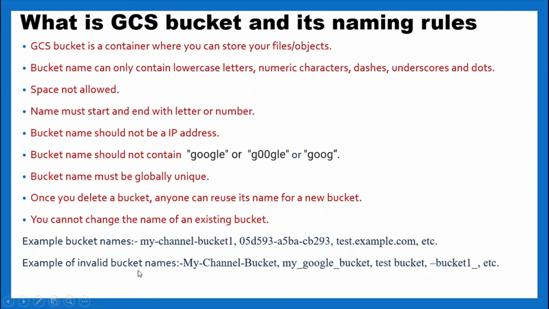Some of the invalid bucket names are these. In the first example, uppercase letters are used, which is not correct. In this example, Google as a string is used, which is not allowed. In this example, a space is used, which is not allowed. Then in this case, the bucket name is not starting and ending with a letter or number. It's starting with a hyphen and ending with an underscore, which is again not correct. So these are the valid and invalid names of a bucket.